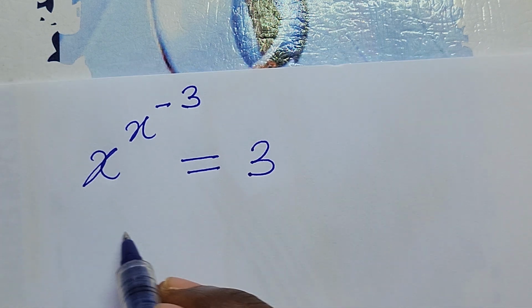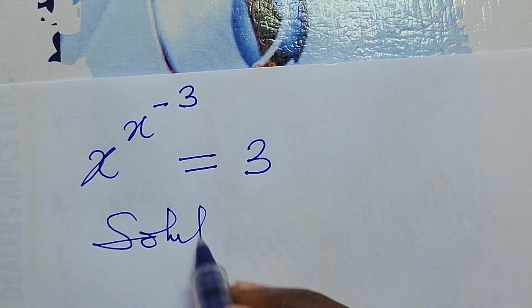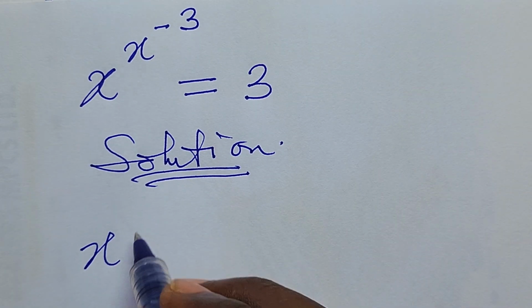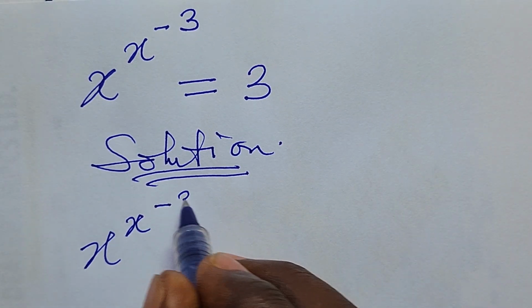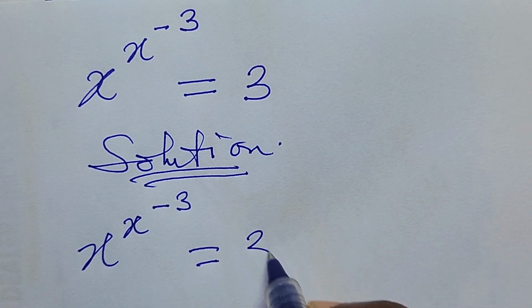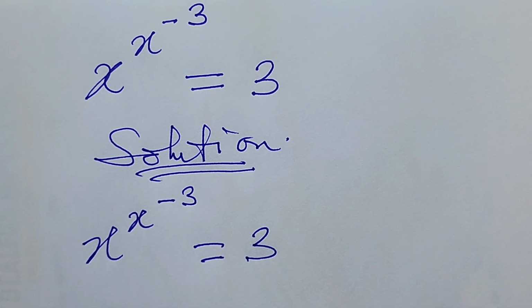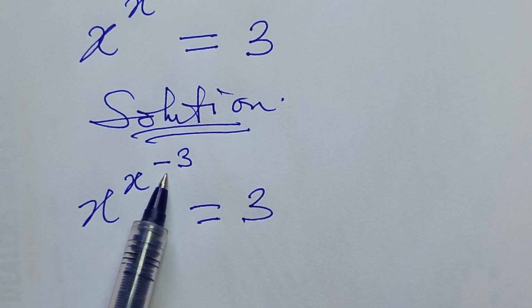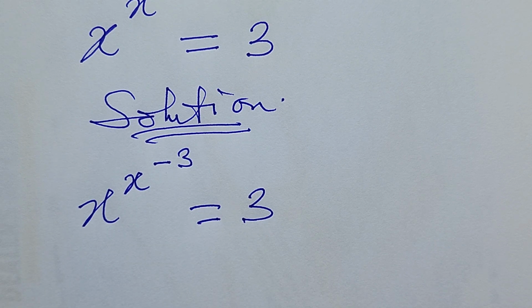So let's take our solution. We have (x^x)^(-3) is equal to 3. The question would have been a lot simpler if this was not carrying a minus exponent.